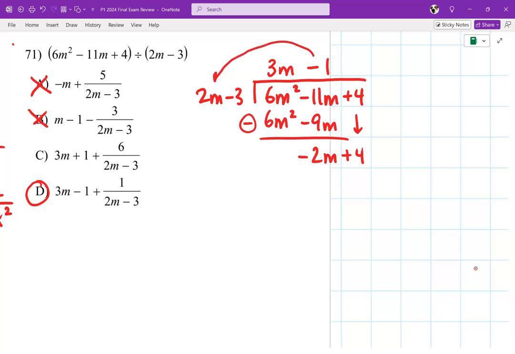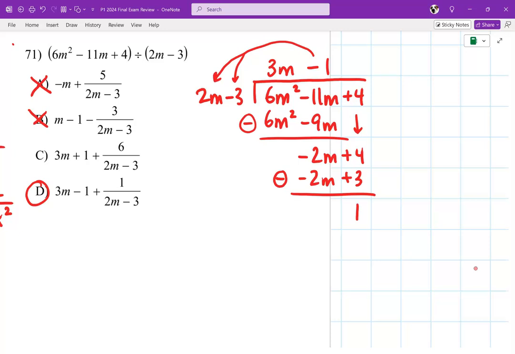If I was taking this test myself, I would have already stopped and moved on. I'm asking myself, how do I make 2m, that number in the front, into negative 2m? I have to multiply by negative 1. So negative 1 times 2m is negative 2m, and negative 1 times negative 3 is a positive 3. We're going to subtract. Negative 2m minus negative 2m is 0. 4 minus 3 is 1.